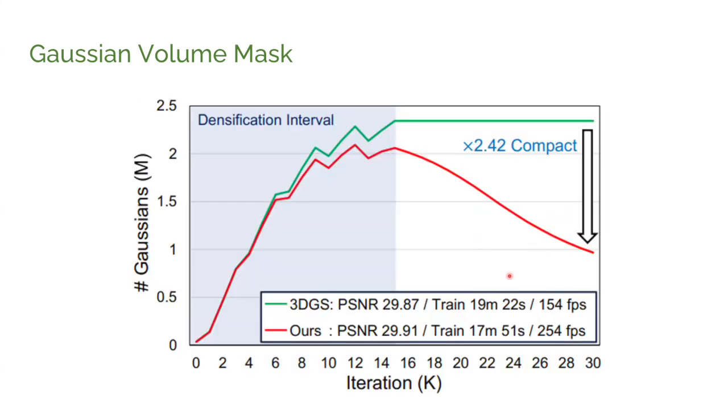And this is the training process. So the green line is the original 3D Gaussian splatting, and the red line is our proposed version. The original version usually stops densification at around 15K iterations, and then we apply our method, and it gradually decreases the number of Gaussians. But we don't actually sacrifice the rendering quality, and we also improve the rendering speed because we reduce the number of Gaussians.